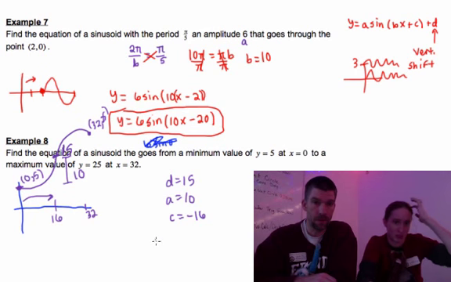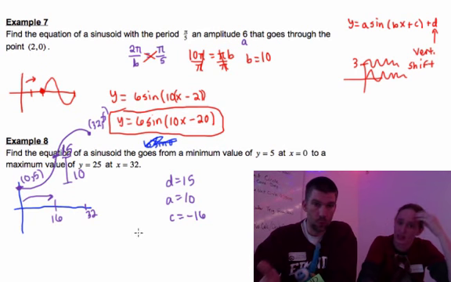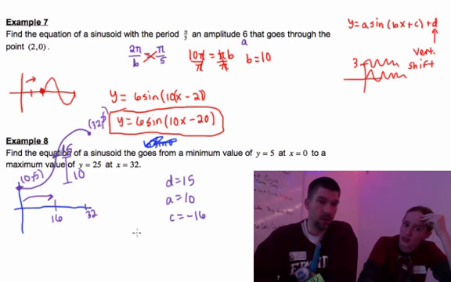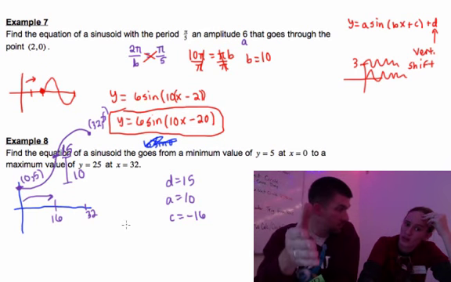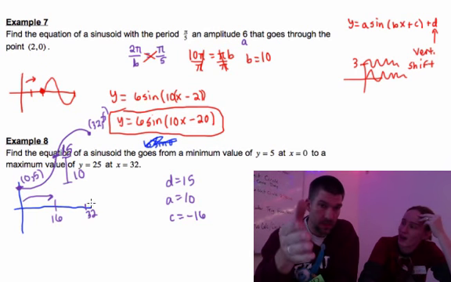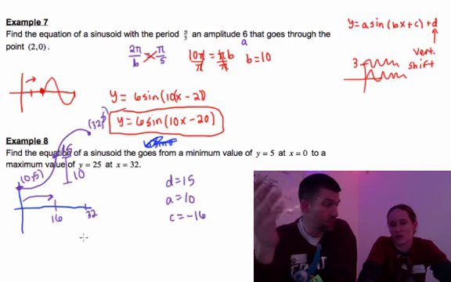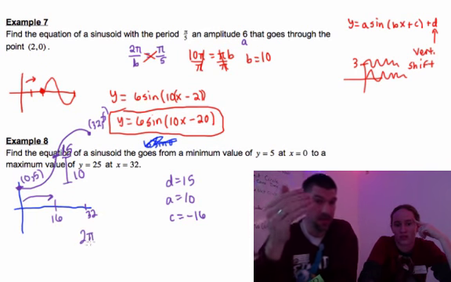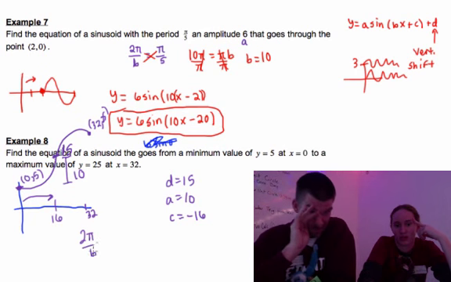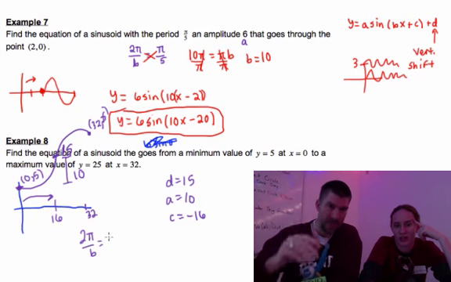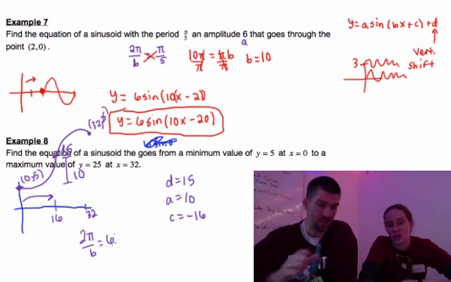The period. Well, we've got half of it right here, and that took us 32 to get half, so 64 should be a whole. So the period, remember the formula is 2 pi over b, has to equal 64. It has to. We don't have a choice.